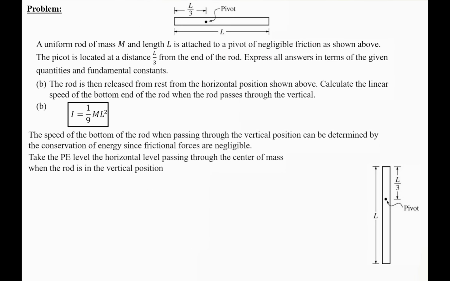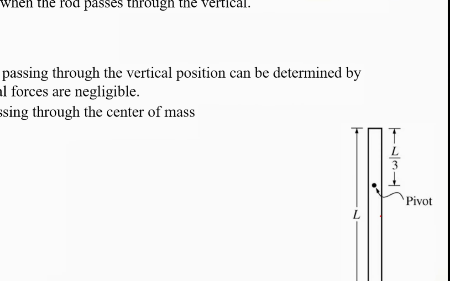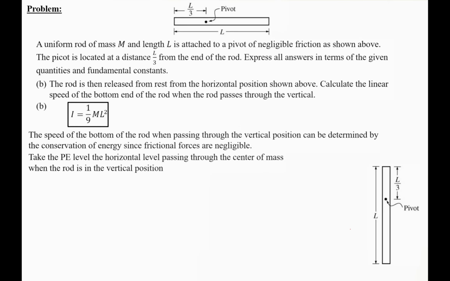So now, before we start, we need to identify the PE level, the horizontal level passing through the center of mass when the rod is in the vertical position. This is the vertical position, and that would be the center of mass. So let's define our PE level to be the horizontal level passing through the center of mass. And now we can apply the conservation of energy.